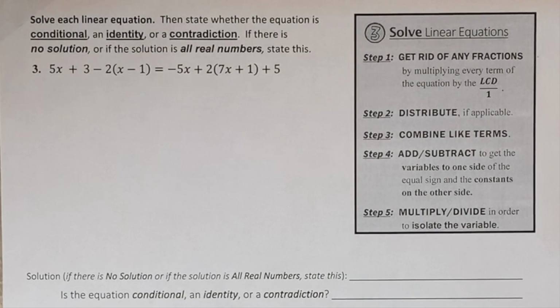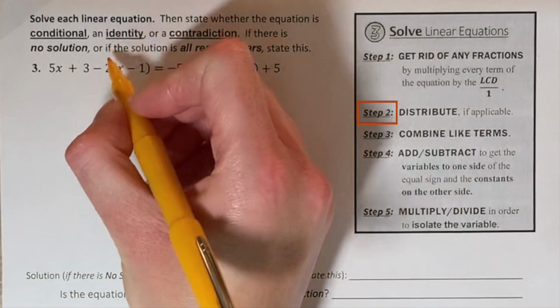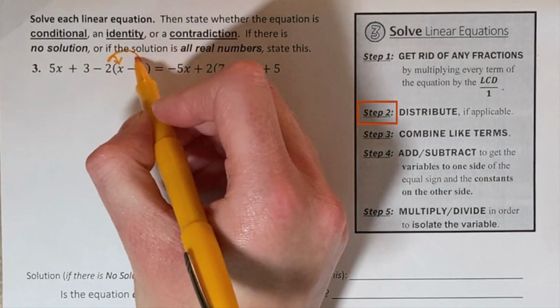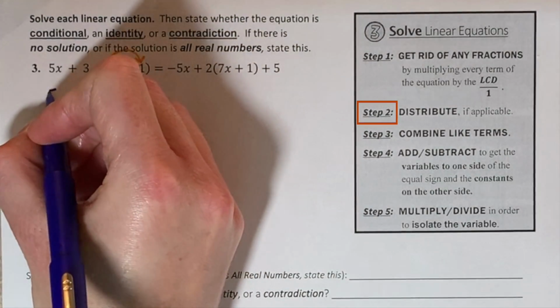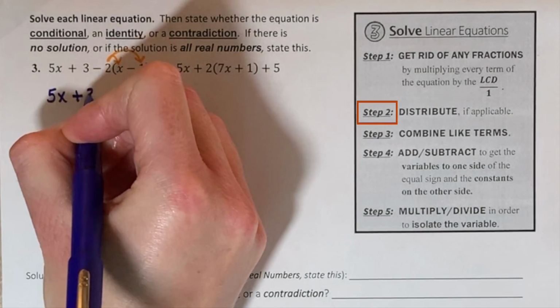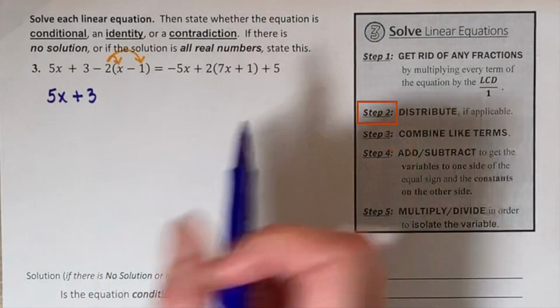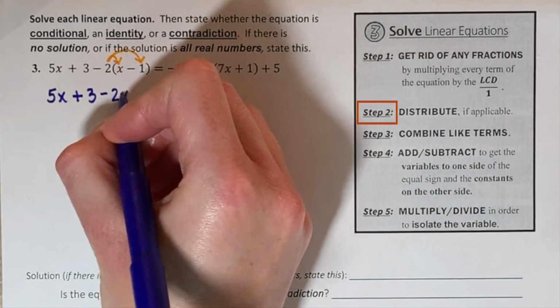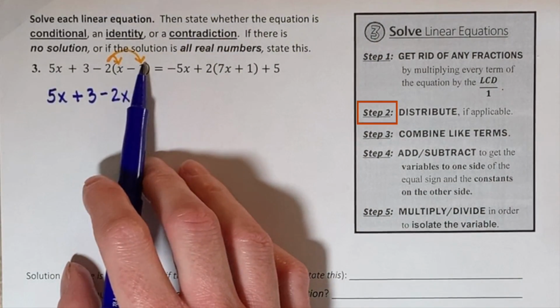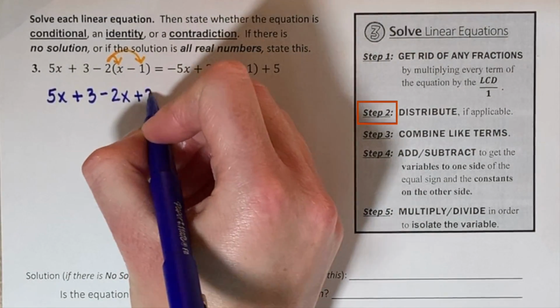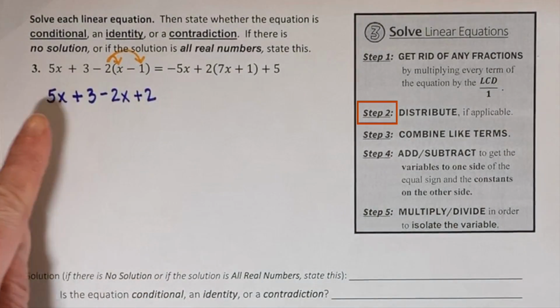As we move on to step number 2, we're going to distribute. So let's see, on the left side, we could distribute the negative 2. Let's start by just bringing down the 5x and the plus 3. Then if we take negative 2 times x, that'll give us negative 2x. And negative 2 times negative 1 will give us a positive 2. So we've distributed on the left side.